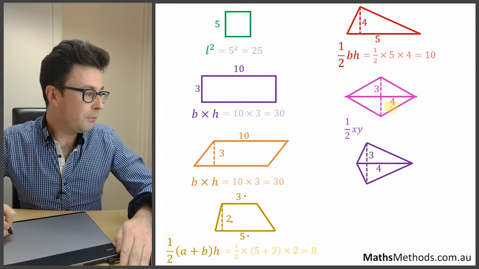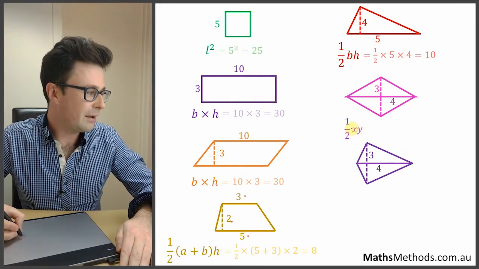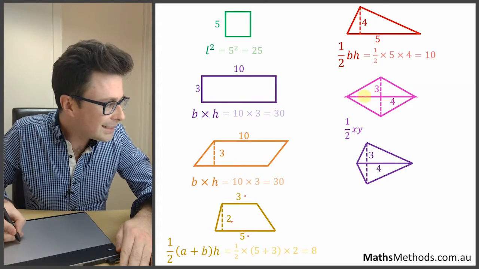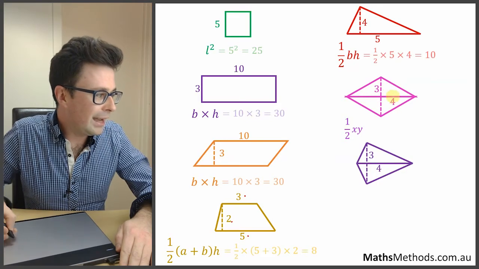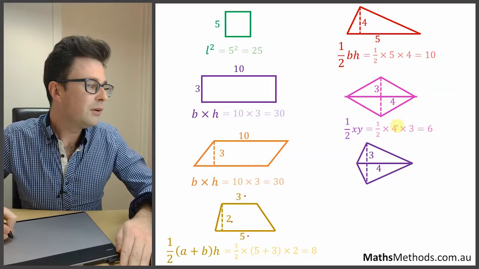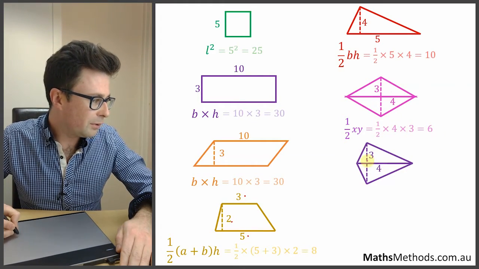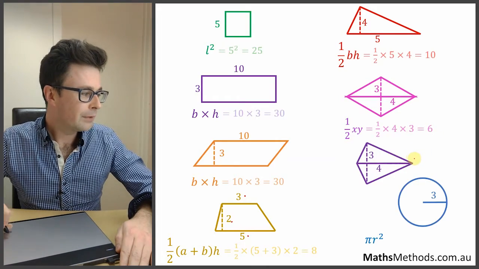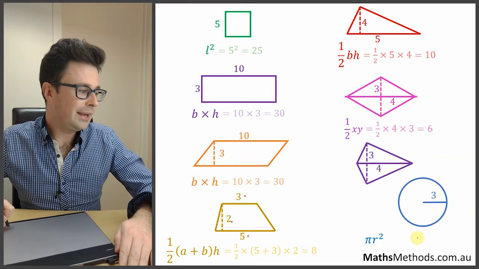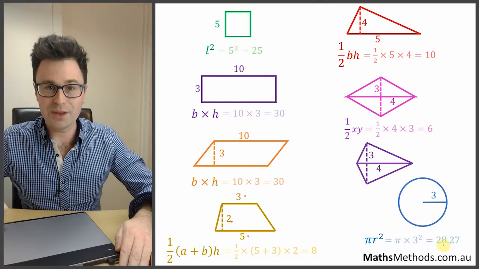Now, both a rhombus and a kite have the same formula. You notice instead of base and height here, we have x and y, because technically this is not a base and this is not a height. So this thing along here is going to be our x, and this is going to be our y. So half times 4 times 3. 4 times 3 is 12, half of that is 6. Same deal with this. 4 times 3, and half of that is 6. And finally, for a circle, pi r squared, here the radius equals 3, so it would be pi times 3 squared, which gives us approximately 28.27.